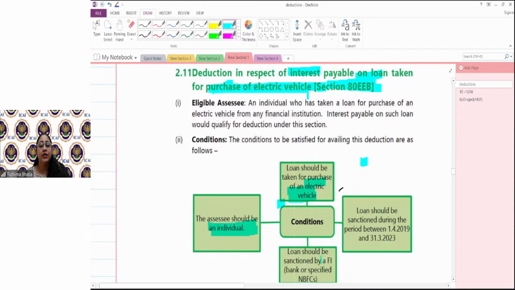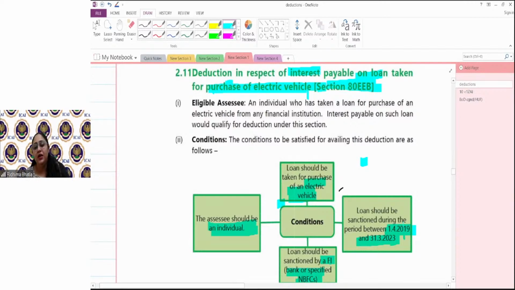The loan should be sanctioned by financial institutions, bank or specified NBFCs. Loan should be sanctioned between 1st April 2019 to 31st March 2023. Just a few months back, this window got closed. So, April, that means 2019-20, 2020-21, 21-22 and 22-23. A 4 years window has been given here. There it was 3 years. Sorry, I took it 2 years. Yeah. So, a 4 years window has been given.